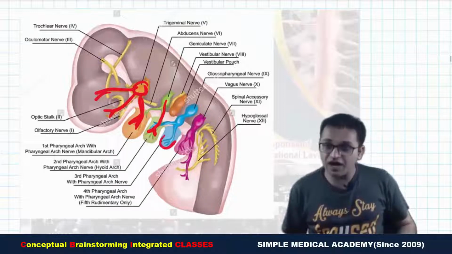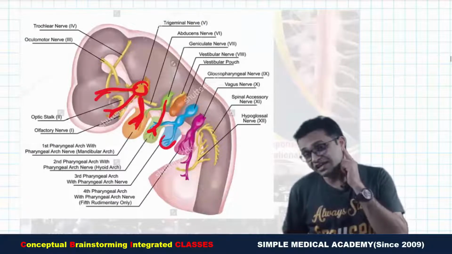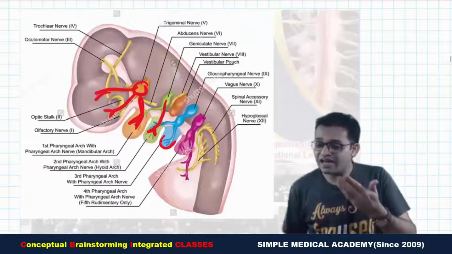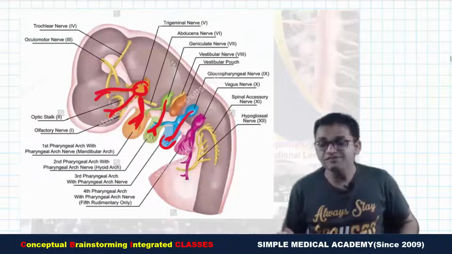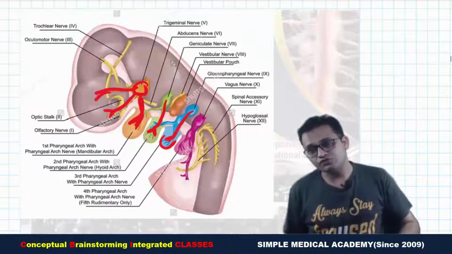Now can you see this is the third arch. The next number is the eighth nerve, but the eighth nerve is busy in hearing function. So the next number is the ninth nerve. The ninth nerve is getting developed within the third arch. So the third arch nerve is the ninth nerve, the glossopharyngeal nerve.